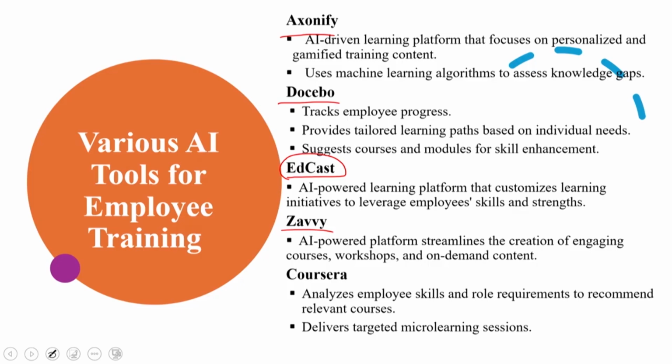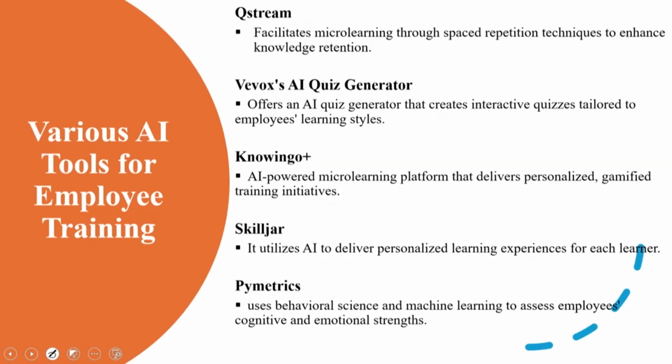To a certain extent, Coursera also uses these platforms. It is an e-learning platform which offers a wide range of courses, as we know, but it also has an adaptive algorithm. It recommends personalized courses based on individual learning patterns and provides certifications based on that. So again, these are some of the tools for employee training.